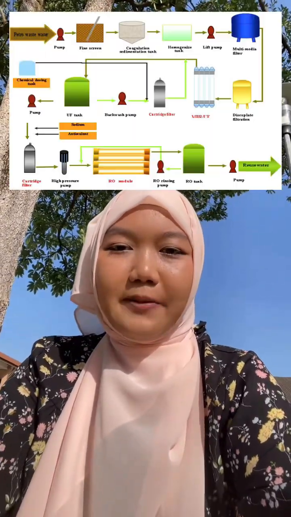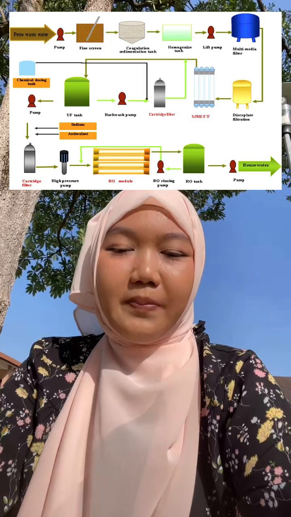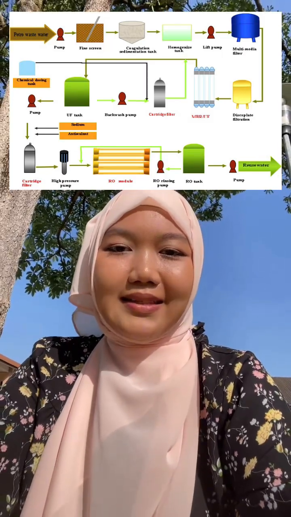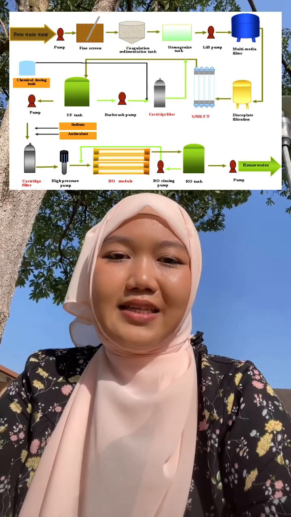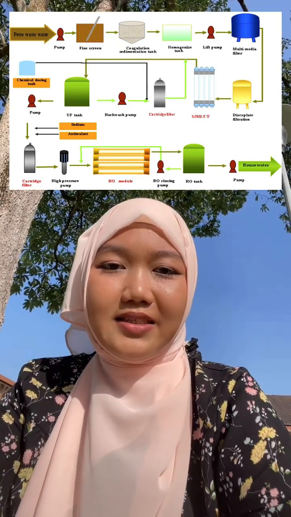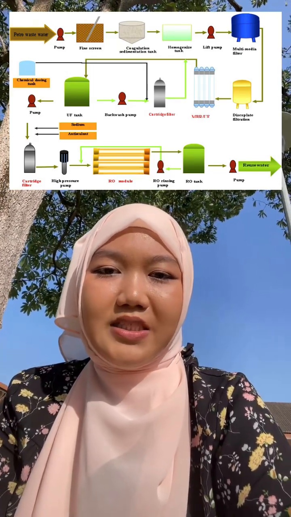Step 1. Pumping and screening. First, we pump the dirty water from where it's collected. Then it goes through a big screen like a strainer. This screen catches large trash like plastics and sticks, so they do not damage the machines later on.